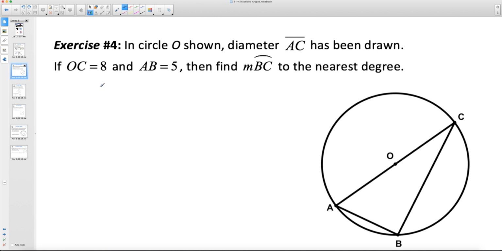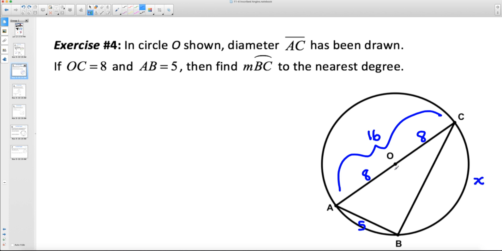They tell us OC is 8. O to C is a radius, so OC is 8. Well, that also means that OA is 8. All radii are equal, so this whole thing is 16. AB is 5. Find the measure of arc BC to the nearest degree. So this arc right here.